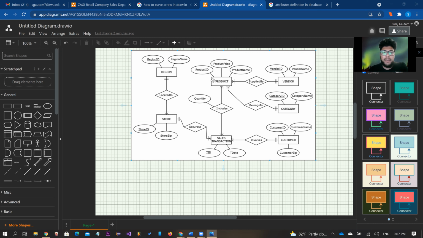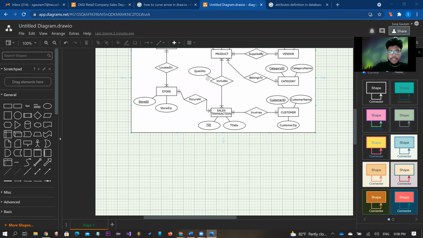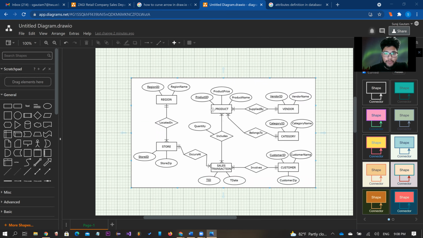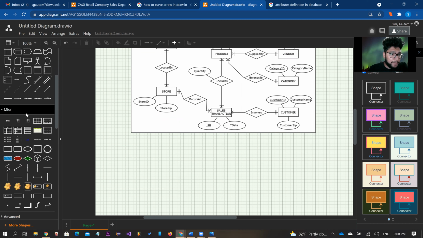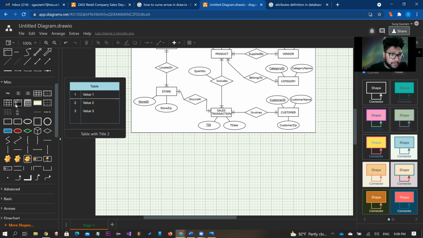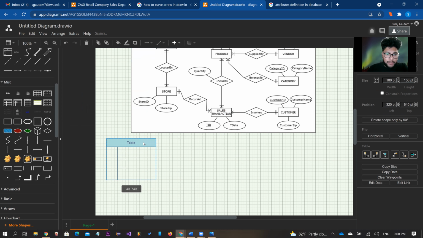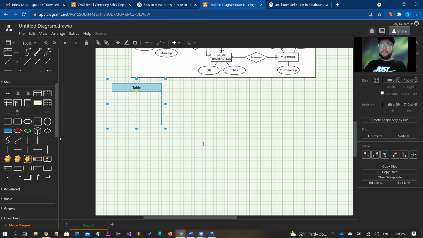Basically, all these have unique attributes. So these product ID or vendor ID or region IDs are not repeated in any other diagram, so they are basically unique. So according to the assignment, we have to start making relation scheme for the whole diagram. Starting with this, we can work on the column. Table one. Okay, we're gonna work on this.